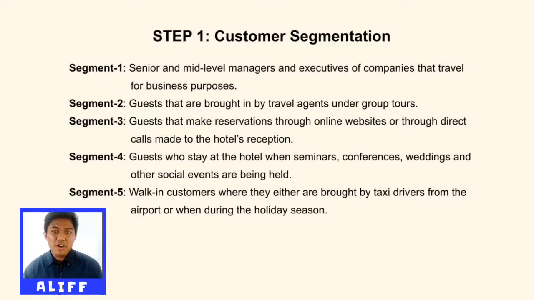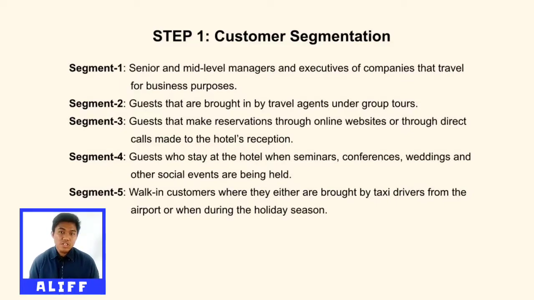So, segment 1 consists of senior and mid-level managers and executives of companies who travel for business purposes. These customers spend very little time in their room. They tend to use the hotel's cafe, laundry services, and executive meeting room, which are frequently used to entertain visitors. Next, segment 2 consists of guests that are brought in by travel agents under group tours. These customers seldom use the food service at the hotel and also use the hotel's facilities that are free of charge for the in-house guests.